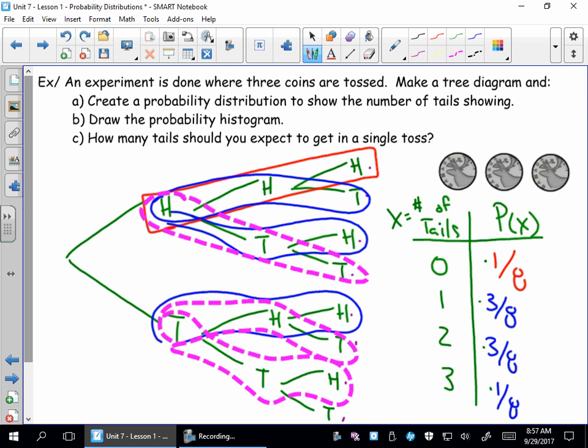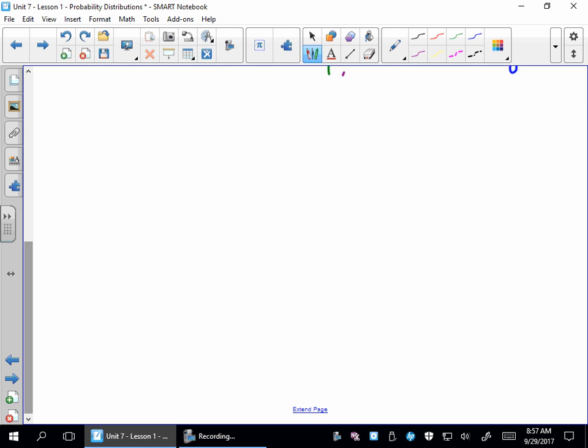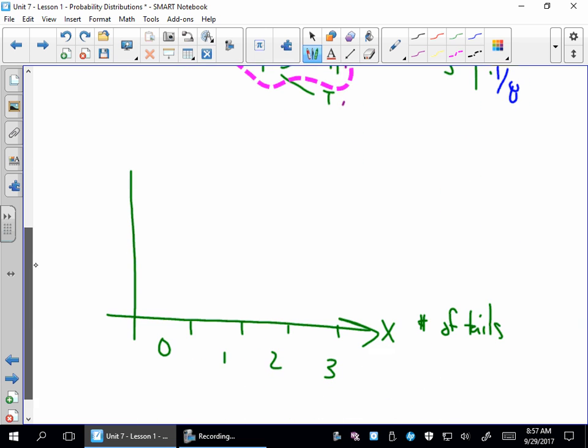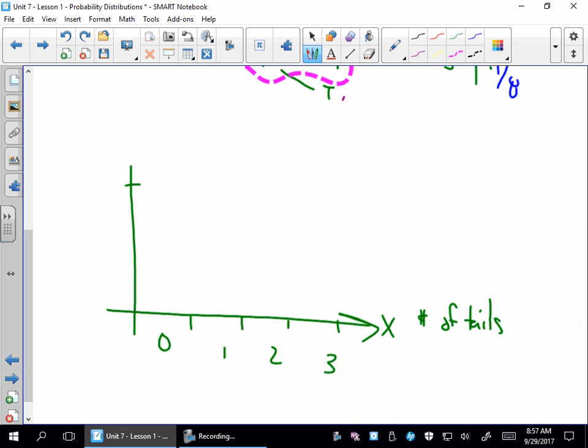Part B, draw the probability histogram. So what would that look like? Okay, so a histogram has 2 parts to it. It has x, the number of tails. And what are our possibilities? We could have none, or 1, or 2, or 3. And our probability up the side is the likelihood of something happening. Well, the most probability we have is 3/8. But usually for these things, we say this is probability. We say, okay, there's 1, 100%.